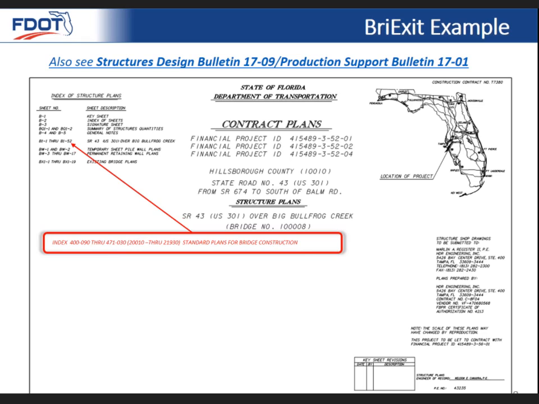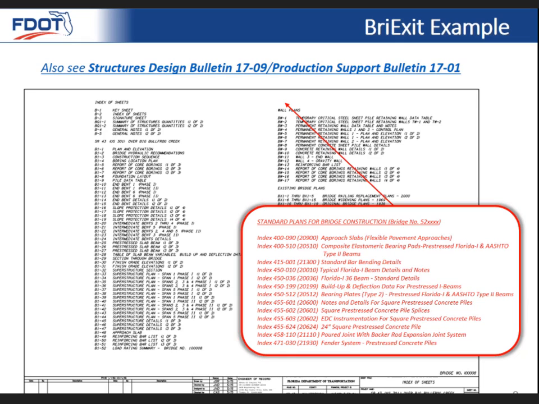So this would be the case where you had a generic or overview cover sheet without the full index, and then there would be a separate index of sheets. And we are putting the standard plans for bridge construction directly behind each bridge number. So those relevant standards for each bridge are included in a single PDF file, but the names of each of the individual applicable standards are included in the index. I refer you to the Structures Design Bulletin 17-09, which has more examples on this and some explanation.